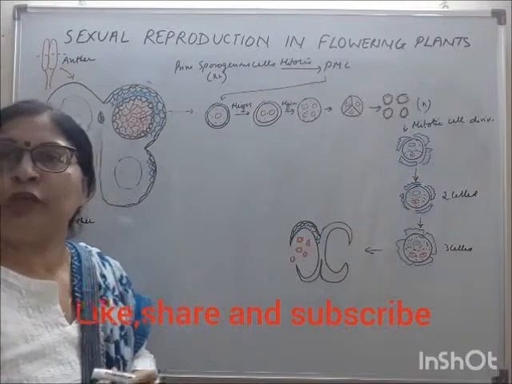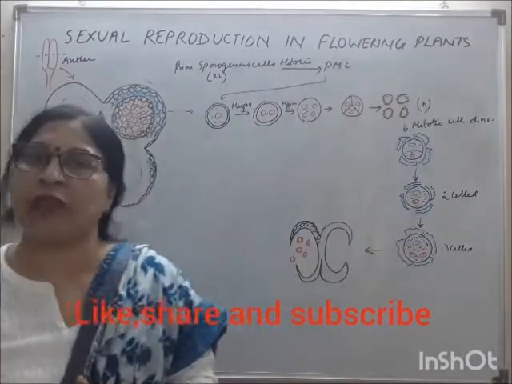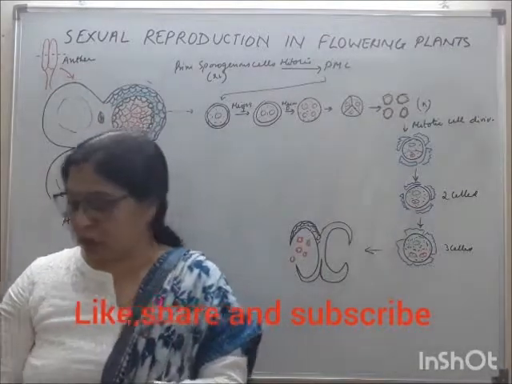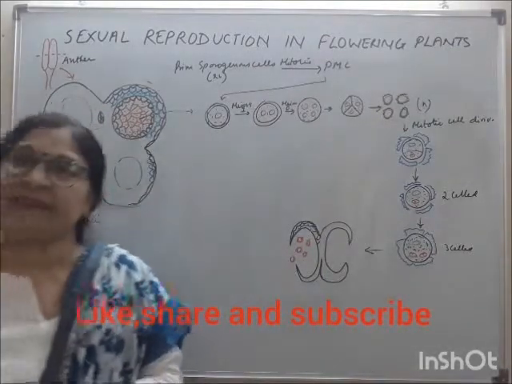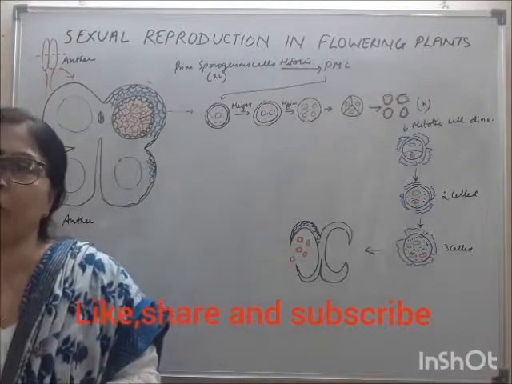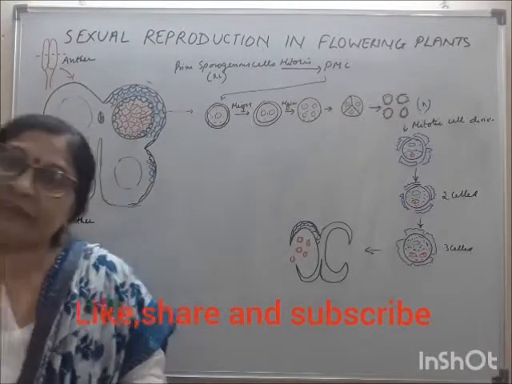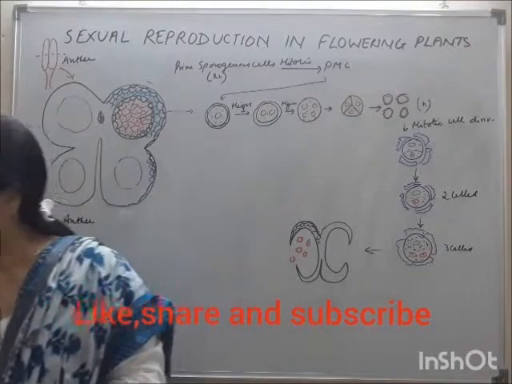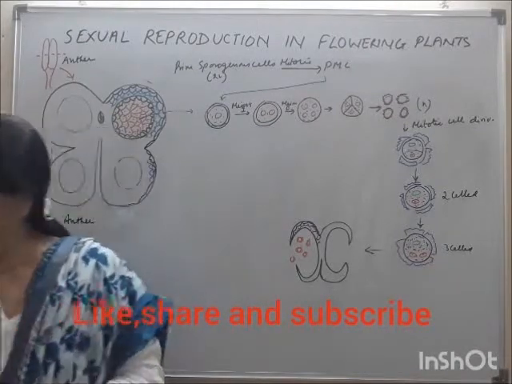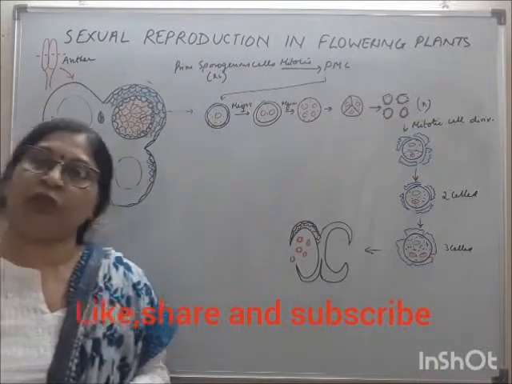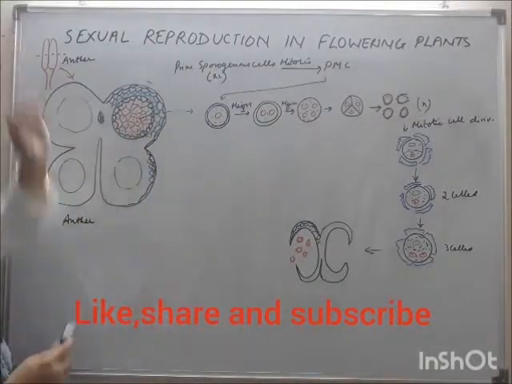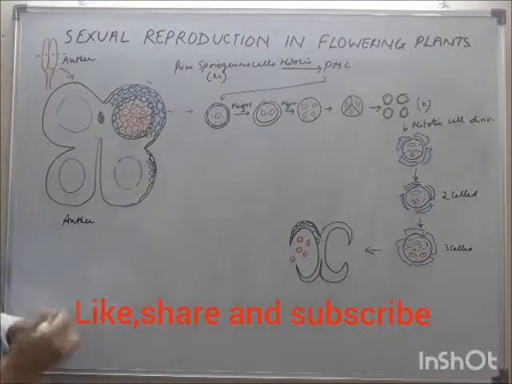Now we will do the flow chart. We have done the structure of anther lobe, we have done microsporogenesis, we have done the structure of pollen grains and then formation of male gametophyte and then dehiscence of anther. Now once again we will revise the whole process, how the formation of male gametophyte takes place. First, let us start with anther. Anther we know, we have seen the flower.